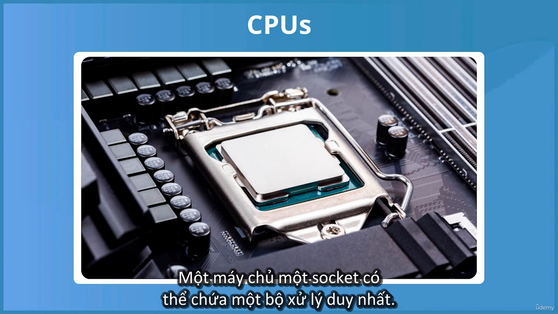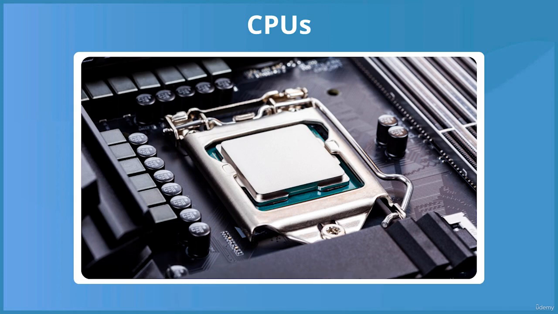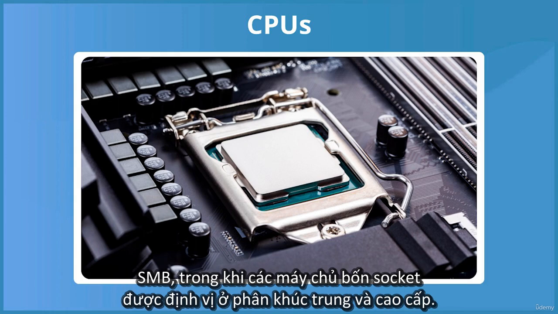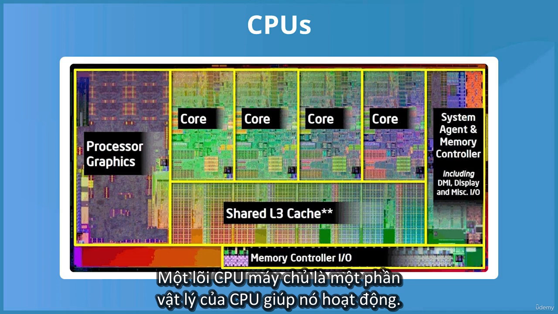Now, a one-socket server can accommodate a single processor. A four-socket server can support 4 processors running simultaneously. Now, it is widely believed that two-socket servers hold a large portion of the SMB market, while 4-socket servers are positioned in the middle and high-end markets.